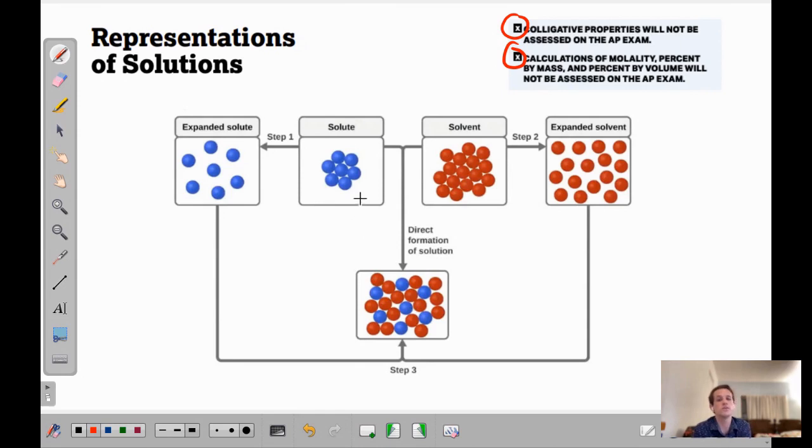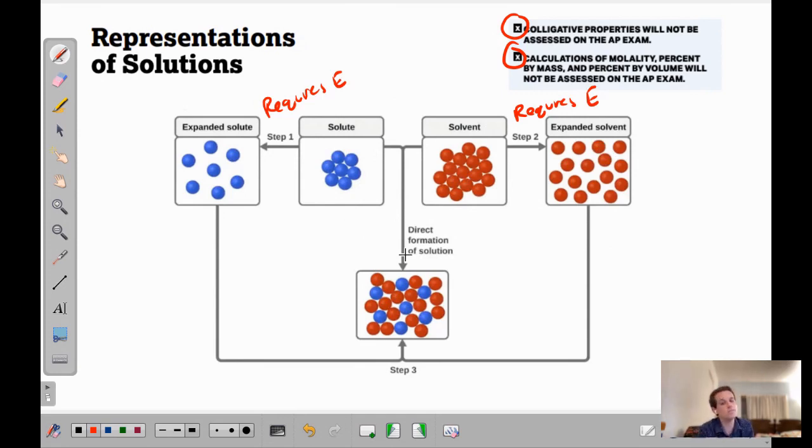Now, they love representing solutions with all kinds of different particle diagrams. So, here's one example of explaining how a solution forms. The solute, if it's going to dissolve in the solvent, has to essentially expand, and that's going to require some energy. And same thing over here, the solvent as well is going to need to use some energy. This might be called enthalpy of dissociation or something, to expand as well. And then they're able to come together and mix themselves all the way through.